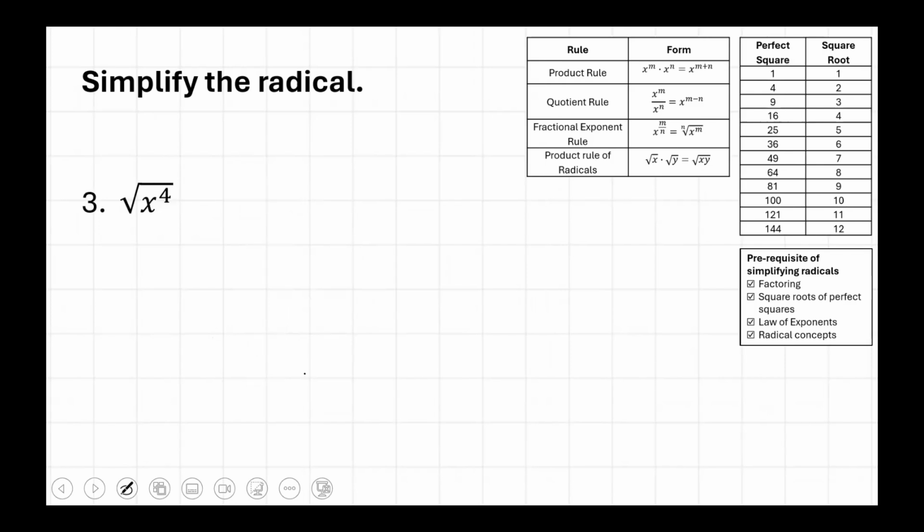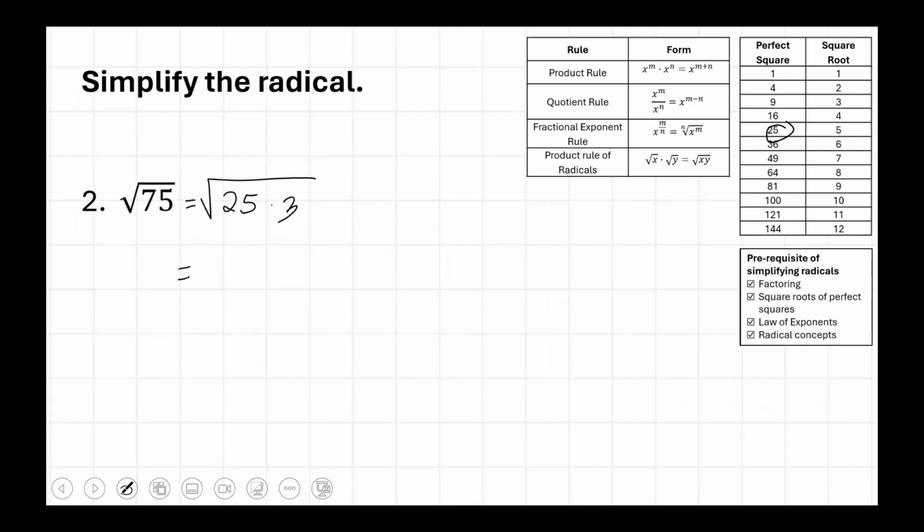For question number 2, we have square root of 75. Again, feel free to pause and try it on your own. Then just play again if you would like to check. So we have square root of 75. Among these perfect squares, what is the factor of 75? It's 25. So we can rewrite the 75 into 25 times 3.